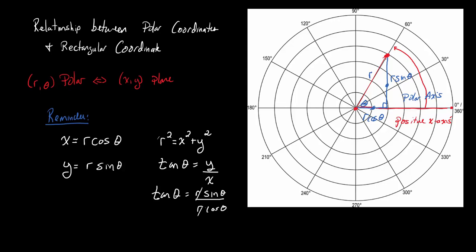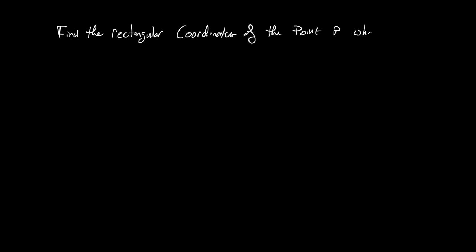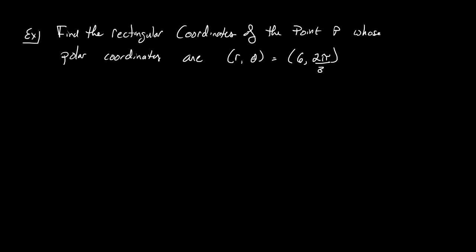Now that we've defined these relationships and how to go back and forth between polar and your xy plane rectangular coordinates, let's try some examples. In this example, let's find the rectangular coordinate of the point P, whose polar coordinates are r, theta equals 6 comma 2 pi over 3. So we just want to convert from polar to our xy plane.